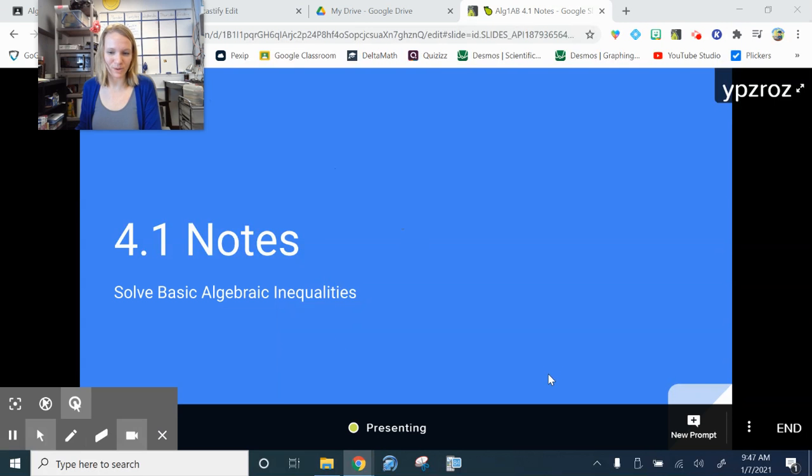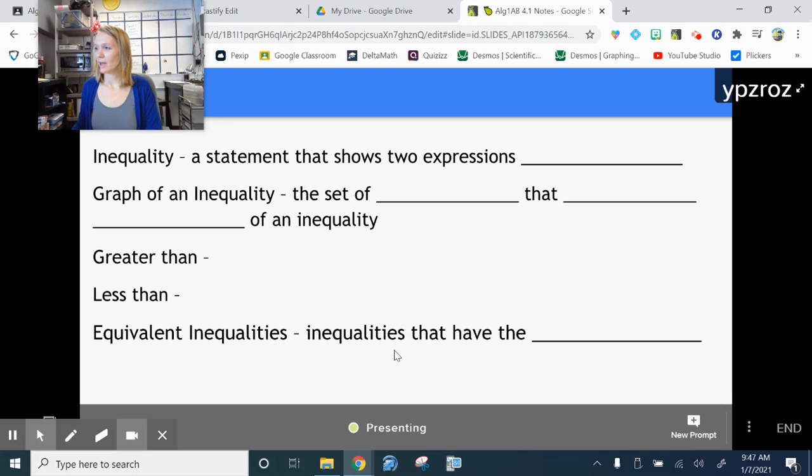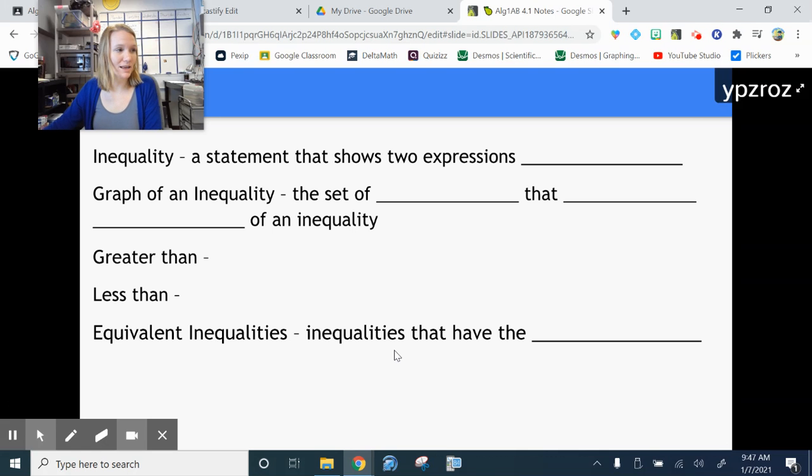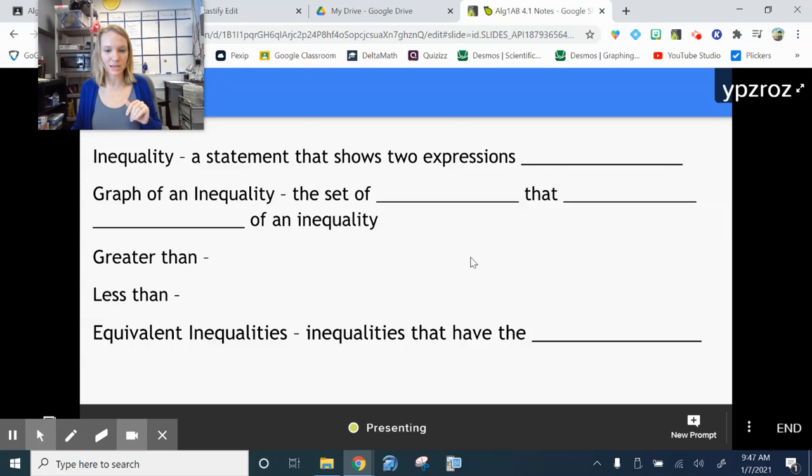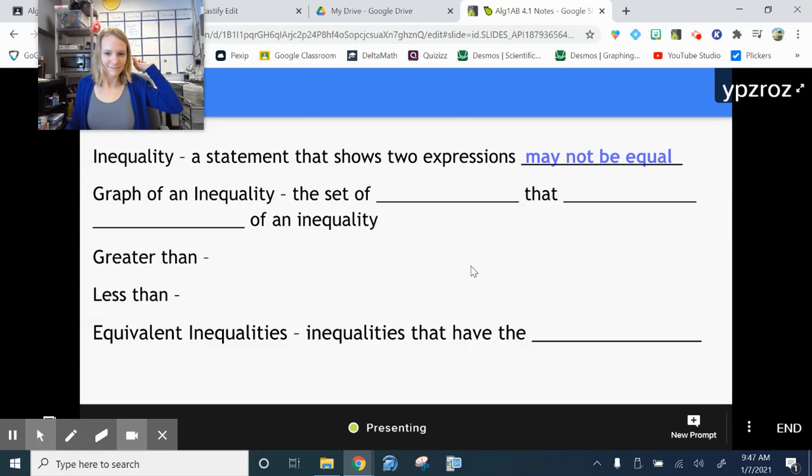So with this, our 4.1 notes, we're going to talk about solving some basic algebraic inequalities today. All right, so first, a couple of vocab words, and I'm going to fill these in as we go along, so I can take a picture of this and post the updated notes online. So we are going to talk about our inequalities. We have a few things.